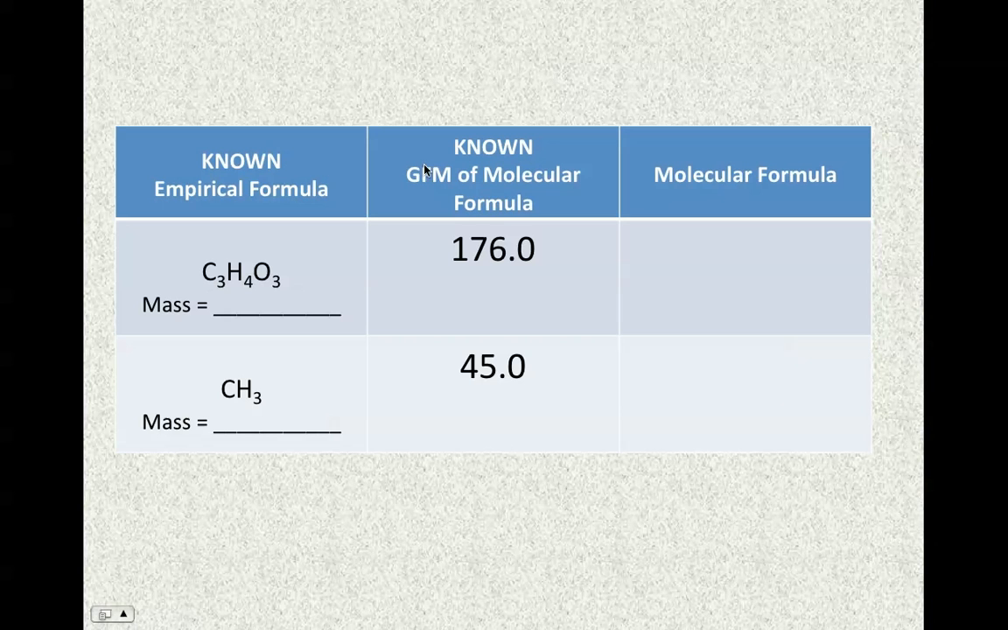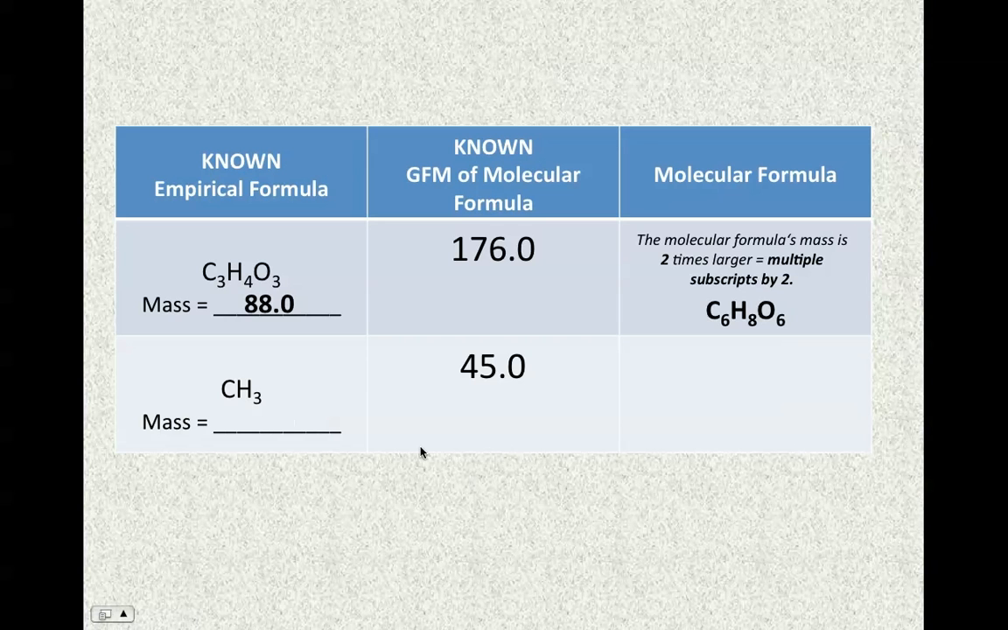So here we know, or have been given, our empirical formula and then the GFM of this unknown molecular formula. So the first step is to simply calculate the mass of the empirical formula, which is 88 for this compound. I then need to see how many times bigger the molecular formula is. So if I do 176 divided by 88, I see that the molecular formula's mass is 2 times larger than the empirical. So I'm simply going to multiply all the subscripts of the empirical formula by 2, which means that my final molecular formula is C6H8O6.